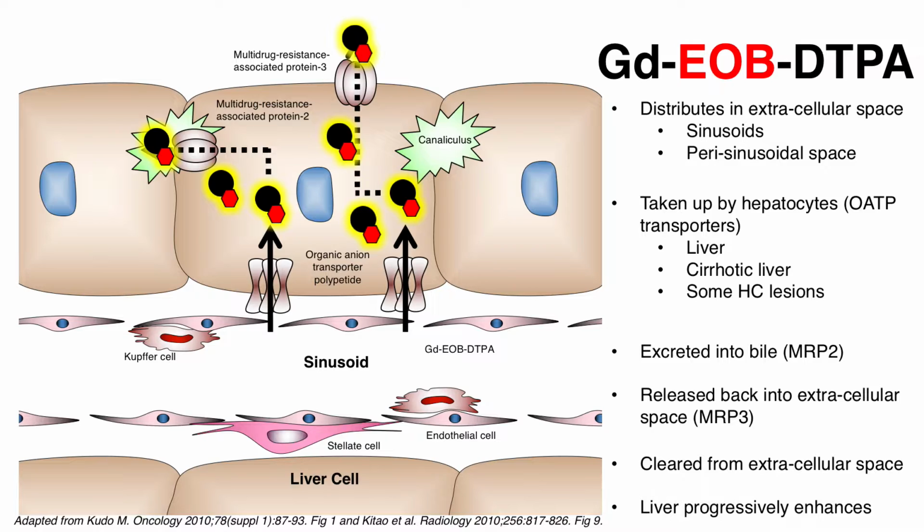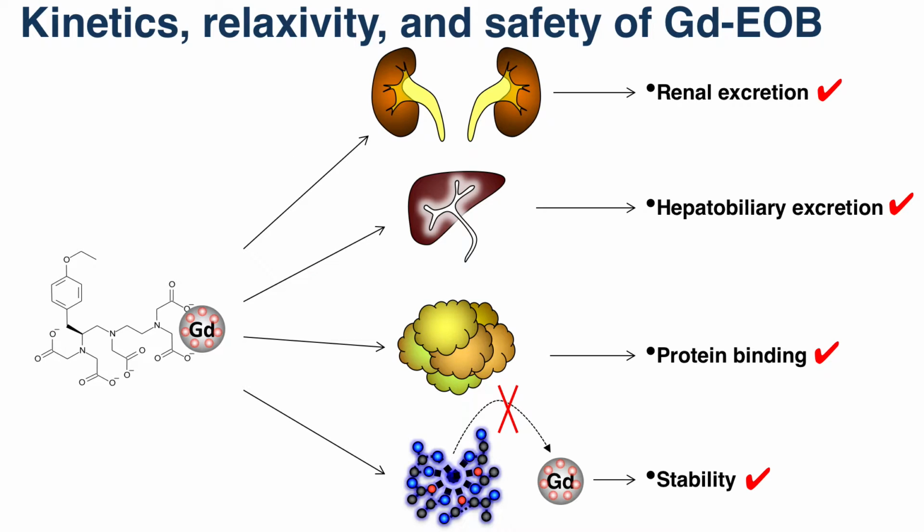So then you might think, aha, I bet 20 minutes after giving this agent, if the liver is functioning well, the liver is going to be very bright because all of the EOB gadolinium is going to be in the liver cells, and with all that protein binding, I'm going to get all this bang for the buck, and the liver will be very, very bright. And that's exactly what we'll see, so we'll show that in just a moment.